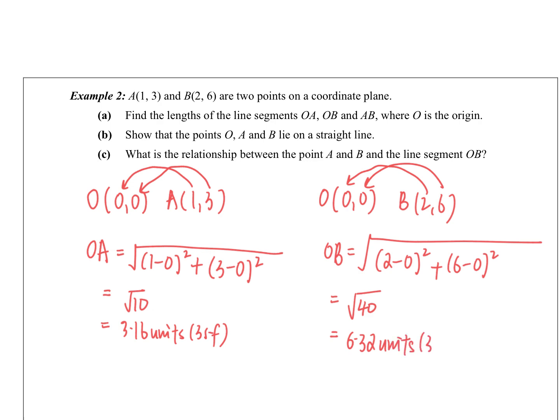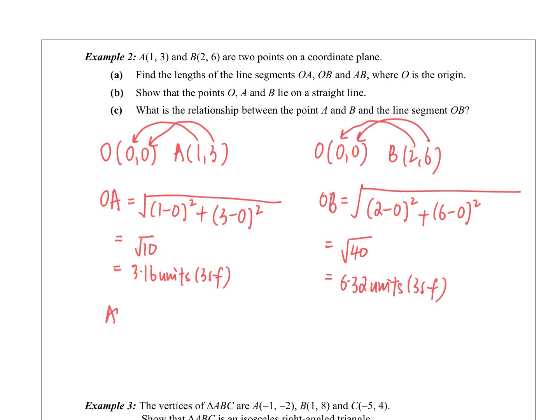6.32, 3SF. Okay, last one, I want AB. So AB using the coordinates. Okay, it's a good habit to write it down so it's easy for you to draw the arrow. So 1, 3 and 2, 6.